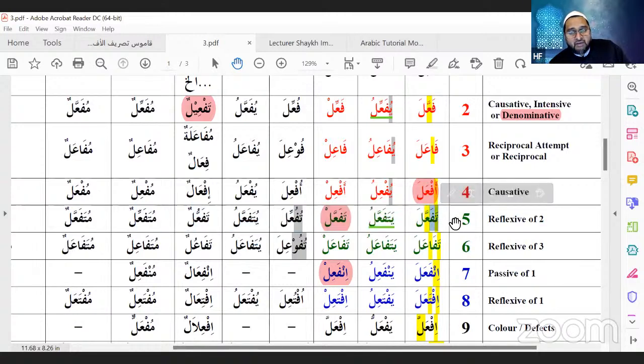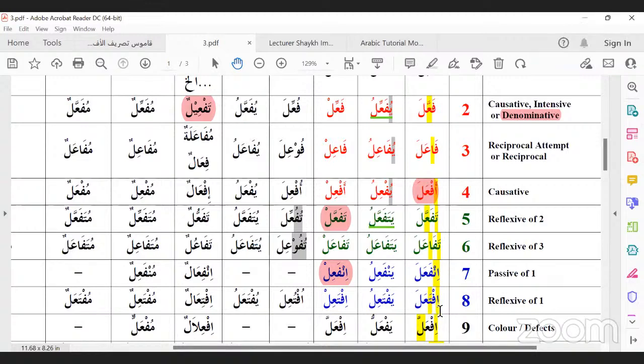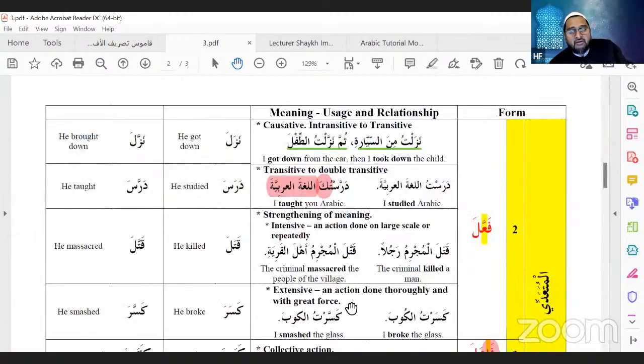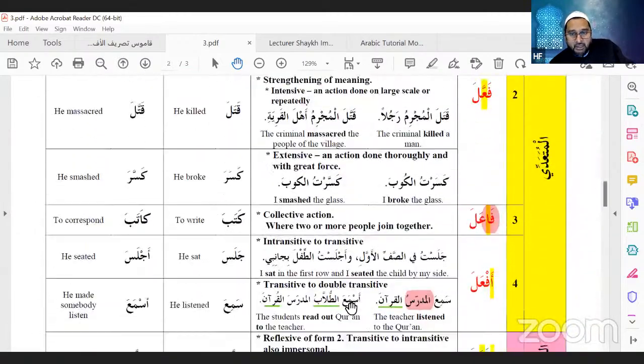Bab number 5, fa'ala. طهرت نفسي، فتطهرت. So over here, the one which you're doing now, Sister Zabunisa, ifta'ala, reflexive. Ifta'ala is the past tense, the present tense will be yafta'ilu and the imperative will be ifta'il. Correct. So ifta'il is the imperative.